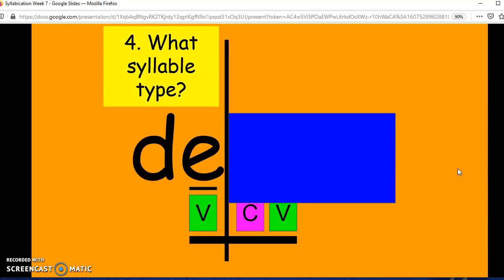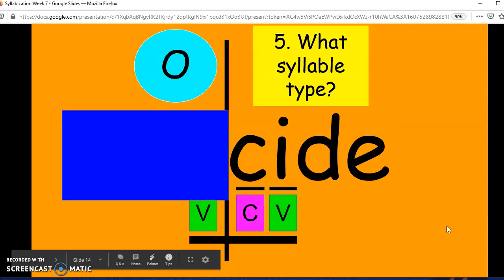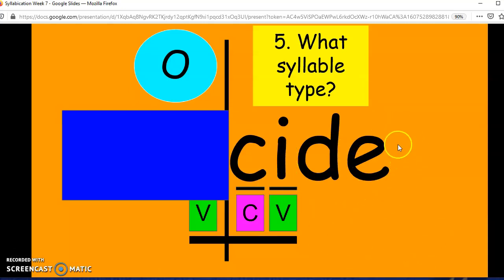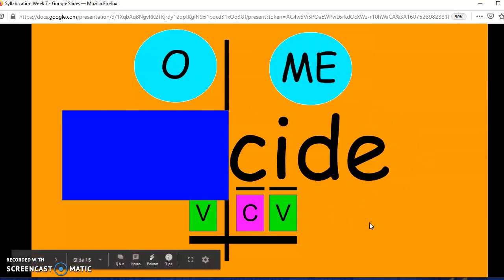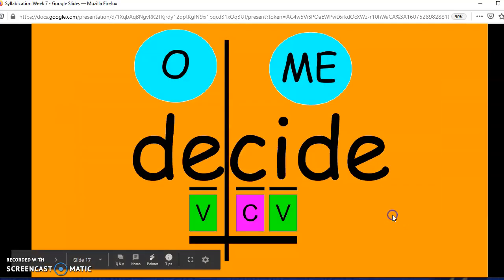We're going to look at our syllable type. We see we have an E. Nothing is closing the door, so it is an open syllable. We're going to look at this one. We see our I, but we also see this magic E. So we need to know this is a magic E syllable. We're going to get ready to read our word. Decide, decide.